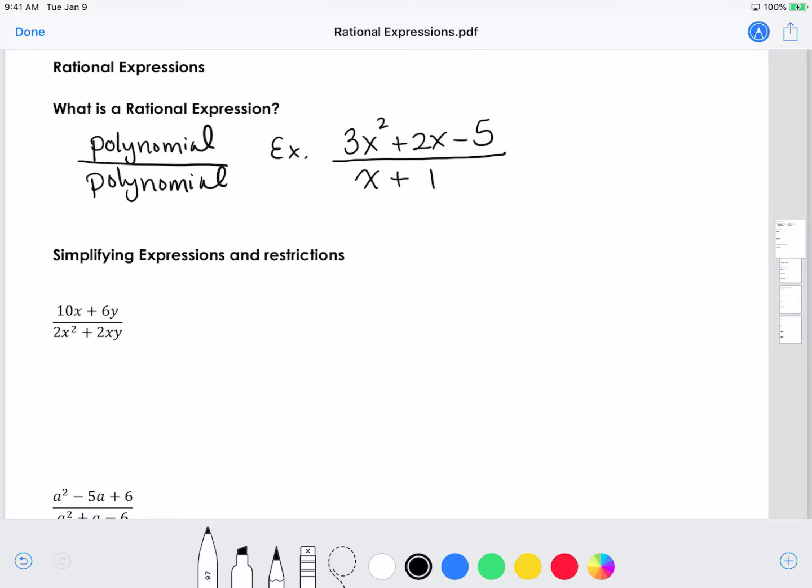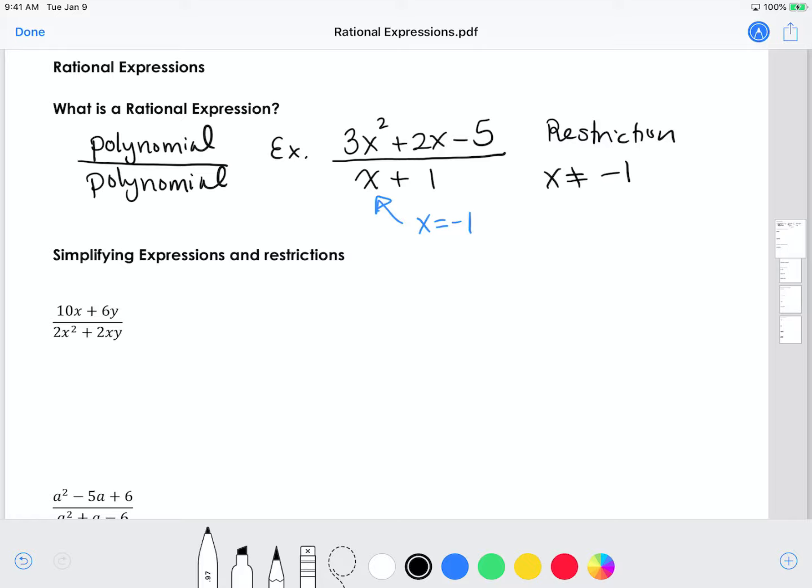Now, when we look at rational expressions, if we want to evaluate one, we can plug in values for x, but we have to be careful not to plug in a value for x that gives us 0 in the denominator, because when we divide by 0, that is undefined. So, in this specific example, we would have a restriction that x cannot equal -1, because if I plug in -1 for x, I'm going to have -1 plus 1 in the denominator, which would give me 0. And I can't divide by 0 because, as I said, division by 0 is undefined.